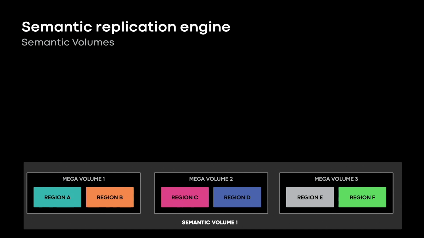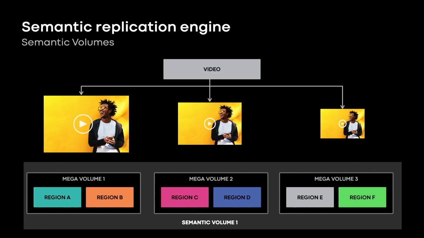Well, how does this new concept actually help us? Let's take a look at a video and assume that it has 3 encodings. By uploading each encoding to a different megavolume, we will ensure that each encoding will live in a distinct set of regions at all times. That means that we can achieve data rebalancing across all our regions and also keep the encodings in distinct sets of regions. Thus, we have achieved the means for performing semantic replication.